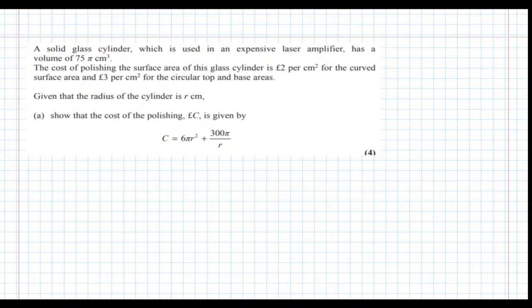So a solid glass cylinder, which is used in an expensive laser amplifier, has a volume of 75 pi centimeters cubed. Remember, stop reading at this point and write down something in maths to do with a cylinder and having volume 75 pi centimeters cubed. That's probably going to be useful later. So the trick here is you've got to make the formulae yourself.